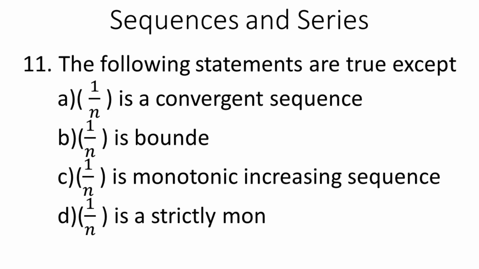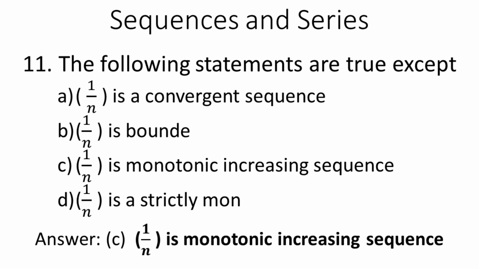Question number 11. The following statements are true except. Here option A, sequence 1 by n convergent is true. Option B, 1 by n bounded is also true. Sequence 1 by n is monotonic increasing is wrong. Okay, so in question number 11 they are asking for the false statement. So sequence 1 by n is monotonic increasing is wrong. So option C is the correct answer.